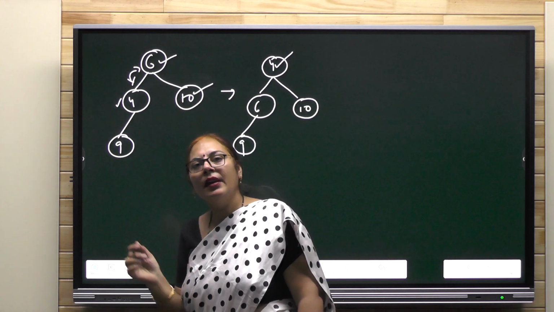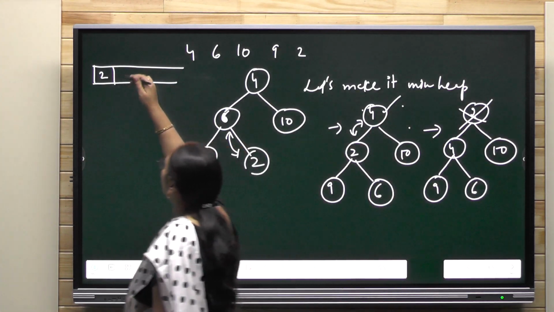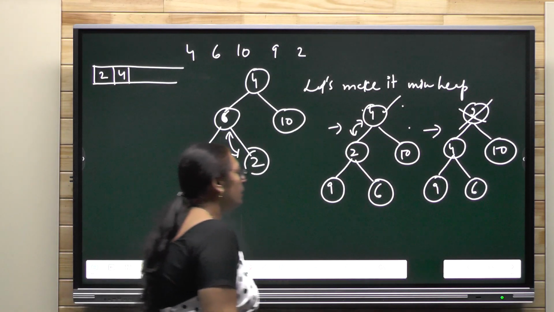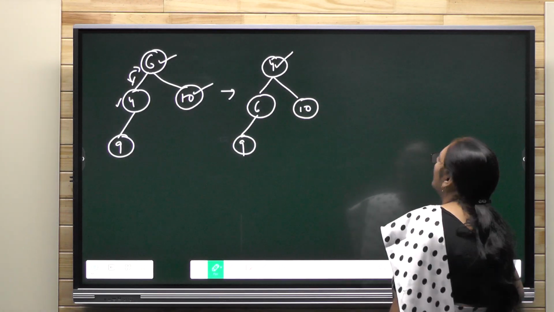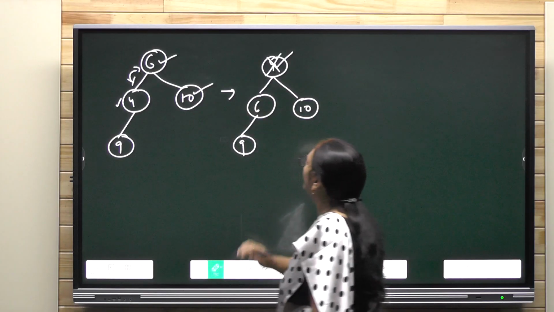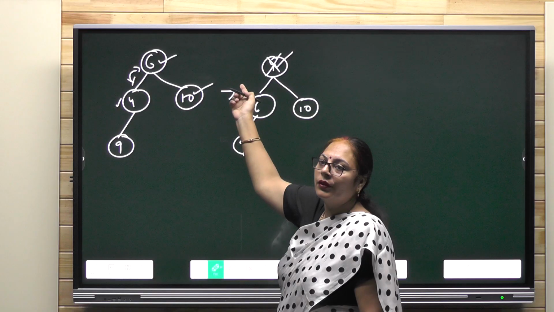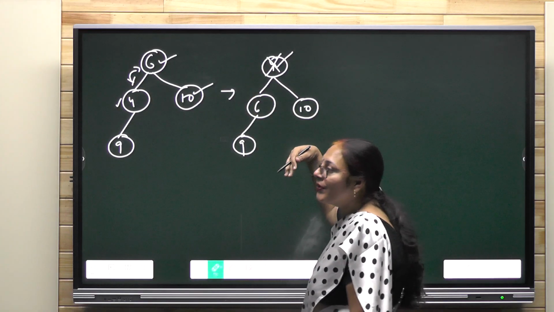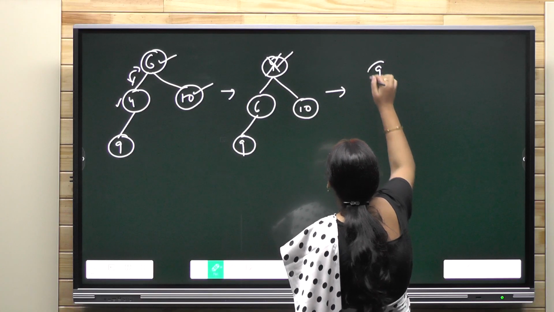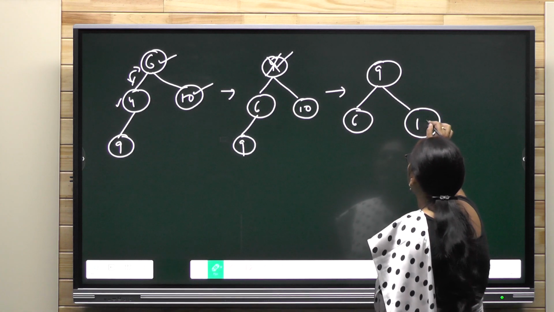Repeat the process. Delete this element from the root. Put it in the array. Our array was already having 2. We will add 4 here, and we will go to our heap again. 4 is deleted, so we are left with 6, 10 and 9. Which node is going to take the place of 4, the root node? The leftmost is 9. So 9 is going to take the place of the root, and now the heap is like this.